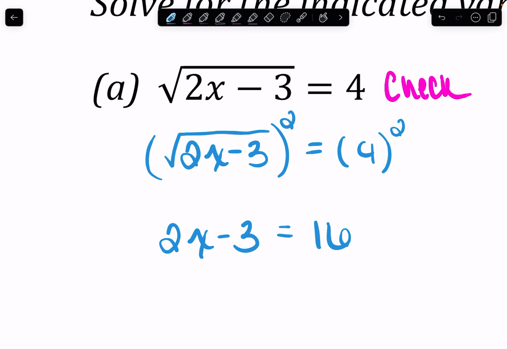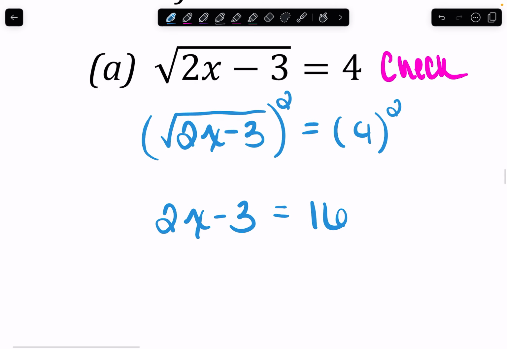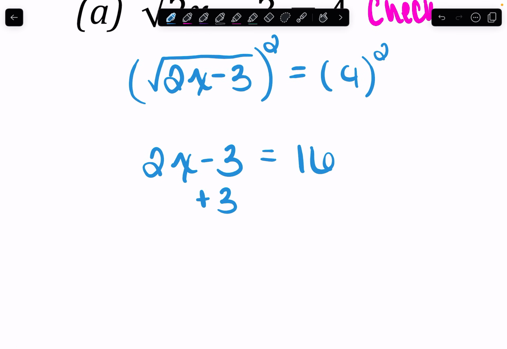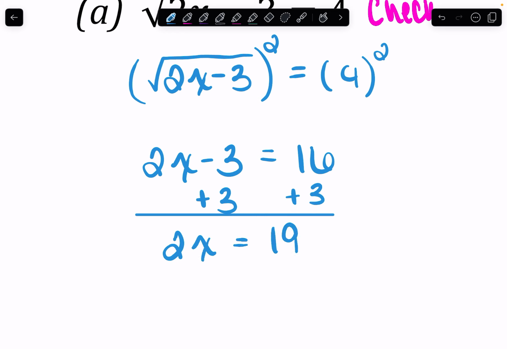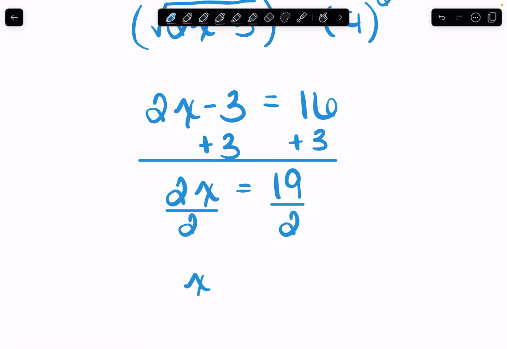In this case, we're down to a linear equation, so we just need to get x by itself. We're going to add 3 to both sides. So we have 2x equals 19. Then we're going to divide by 2, so we get x equals 19 halves.